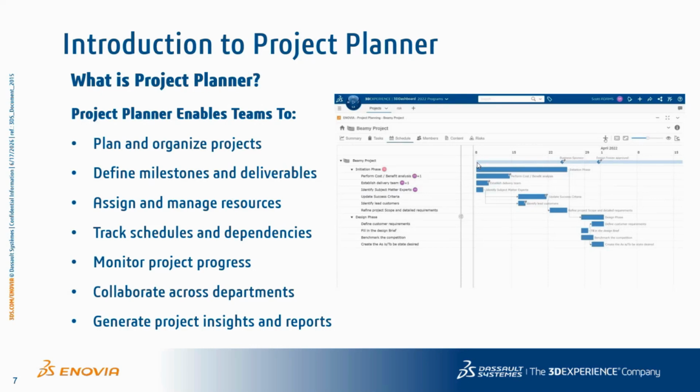So this Project Planner enables teams to plan and organize your projects. You can define your milestones, design your deliverables, you can track your deliverables, you can trace your deliverables, you can assign and manage resources, you can assign tasks to each and every resource, you can have a track of each and every task which each resource is working on. So you have the complete traceability with respect to resource management. You can track schedules and dependencies. You can monitor the project progress.